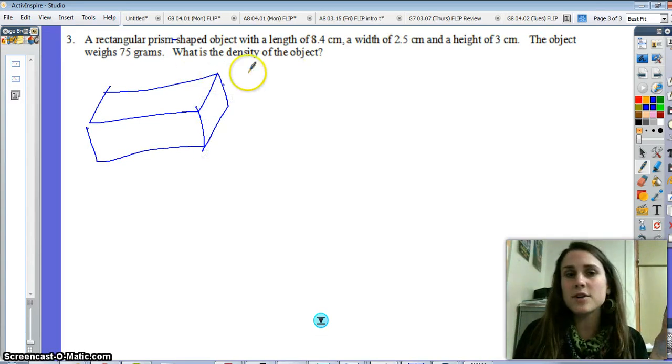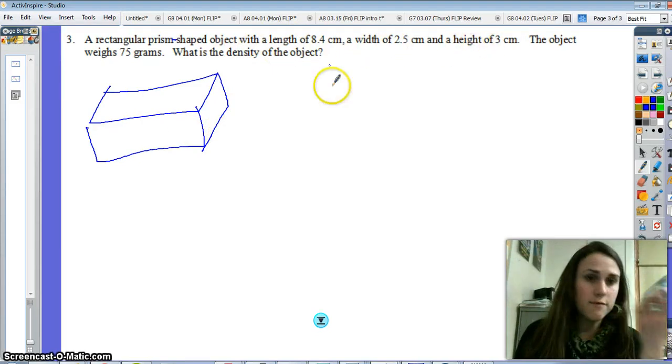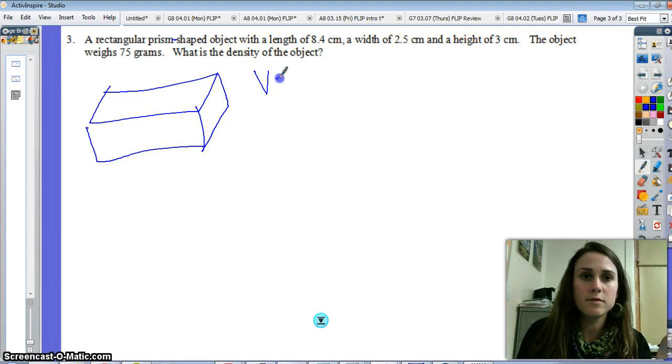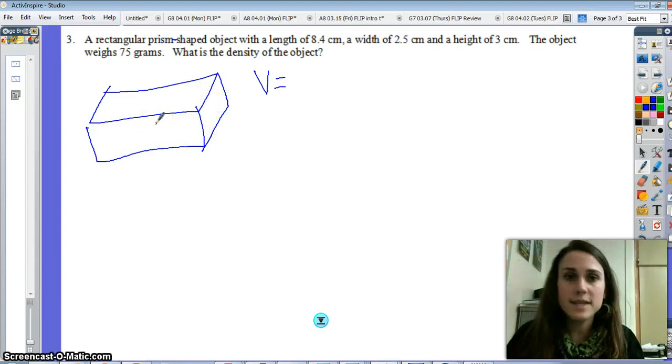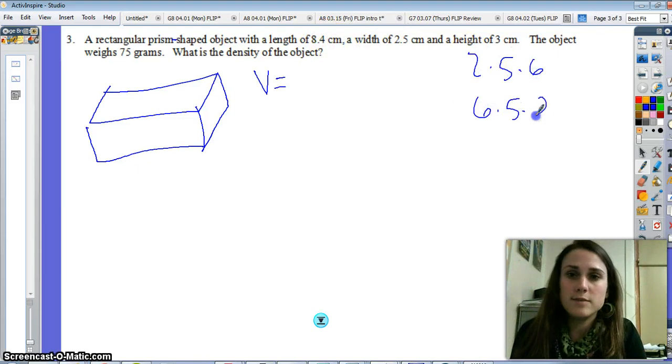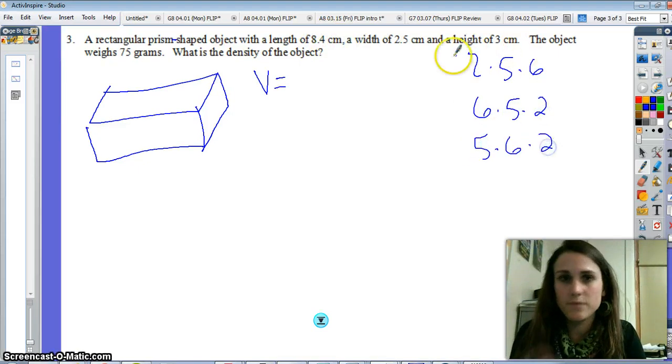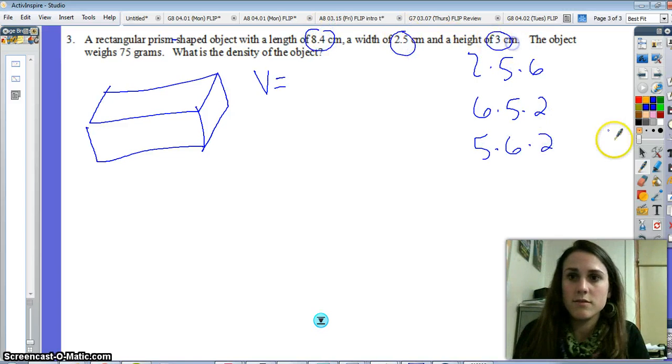It doesn't really matter which parts of this rectangular prism we call the length, the width, and the height, because to find the volume of a rectangular prism, we are simply doing the area of one of the rectangular bases times the height, or the distance between the bases. So we're going to be multiplying a length, a width, and a height. It doesn't matter in which order you multiply these things. 2 times 5 times 6 is the same as 6 times 5 times 2 is the same as 5 times 6 times 2. Same with these 3 figures.